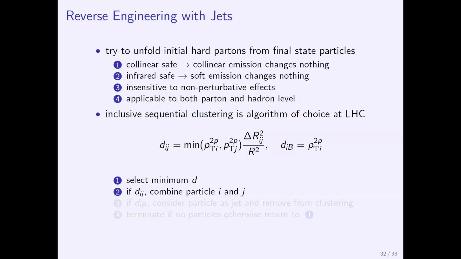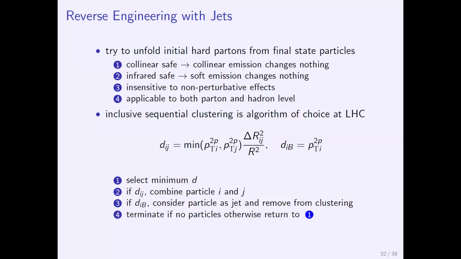If it's between 2 particles, you combine those 2 particles together. If it's with the beam, you say, voila, this is a jet, and I'm removing it from the clustering. And then finally, if you have no particles otherwise that haven't been clustered or removed, you're done; otherwise you go back to 1 and you keep on doing this over and over. This is why it's sequential clustering: you do this clustering per algorithm step, where for each of these you calculate this minimum Dij.